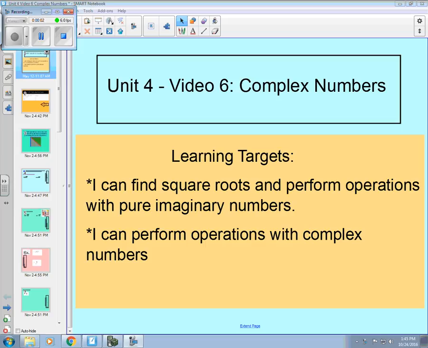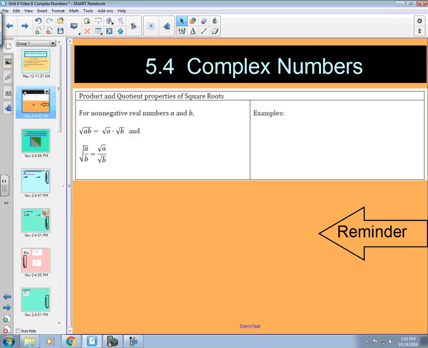We're going to be looking at complex numbers today. So we want you to be able to simplify square roots and perform operations with those and with what are called imaginary numbers that we'll be looking at, and do any type of operations with these complex numbers. So the first thing we're going to look at is how to simplify roots or radicals.